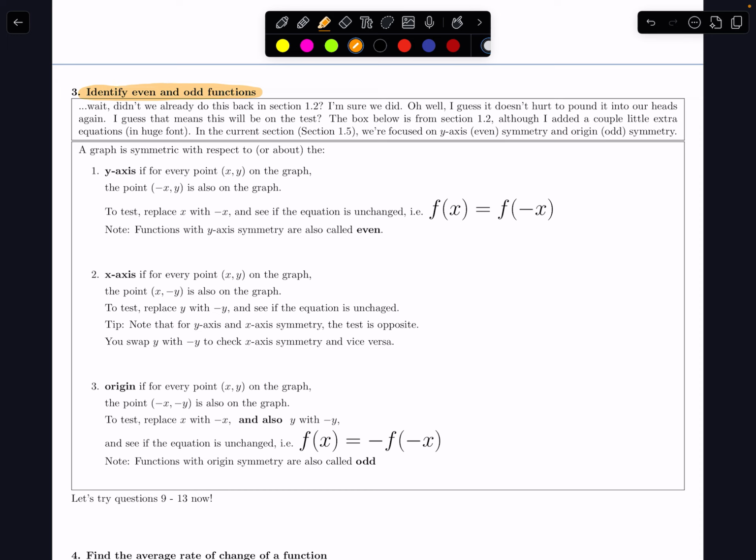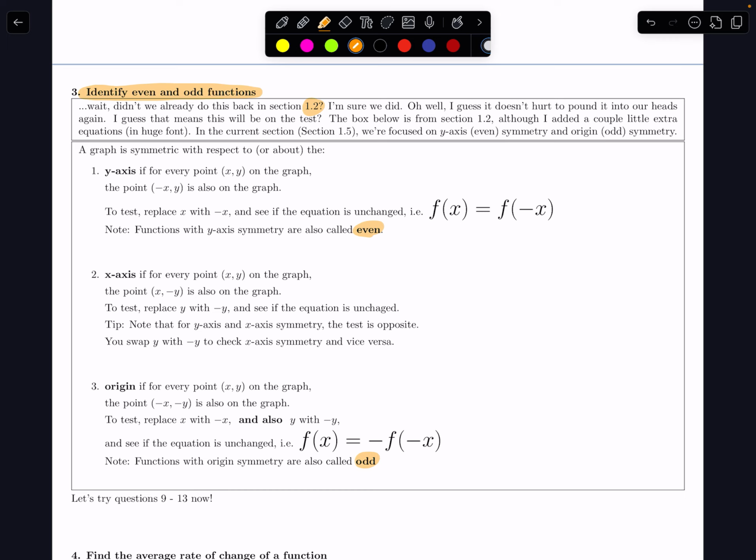And this is something that I for sure remember we did back in 1.2. Remember that? We talked about even and odd functions, and we talked about symmetries as well. Well, in this section, they're focused especially on the words even and odd, and they want to focus on the algebraic part, although we did kind of everything last time. So that means we're just pounding it back into our heads. That's okay. That probably means it would be in the test. And I guess I'm the one who decides because I'm writing the test.